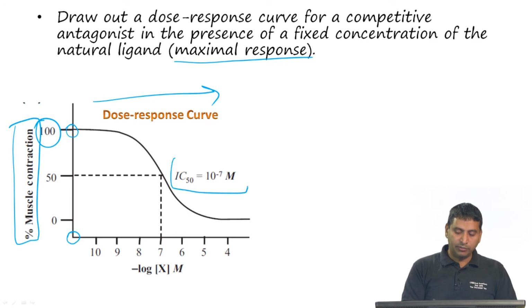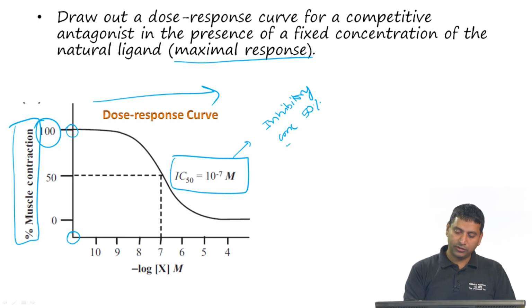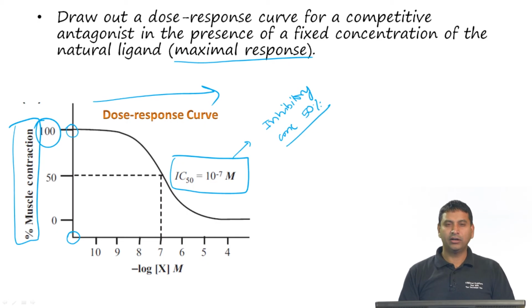And so, then we can determine what is known as IC50, which is basically the inhibitory concentration 50%, which is the concentration required to inhibit the activity, or in this case muscle contraction, by 50%. So, this is how the dose response curve for a competitive antagonist in the presence of a fixed concentration of the natural ligand will look.